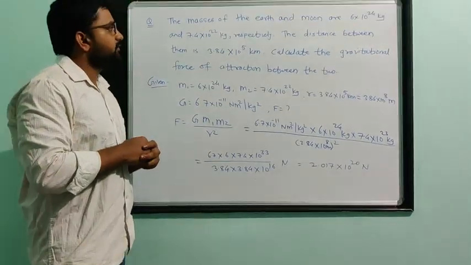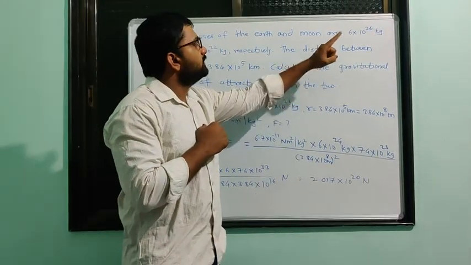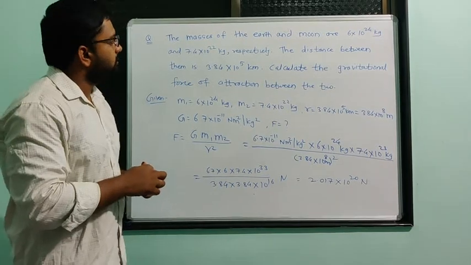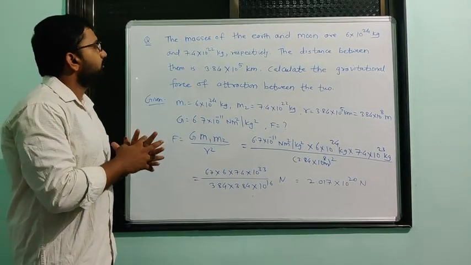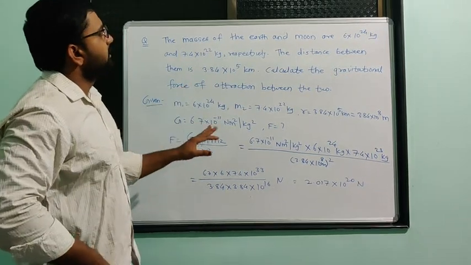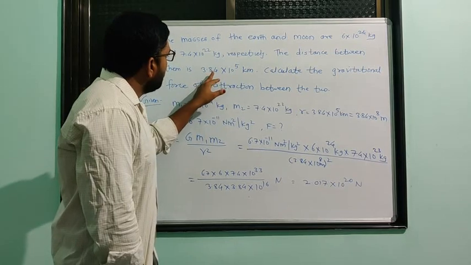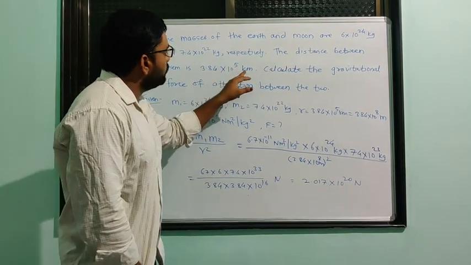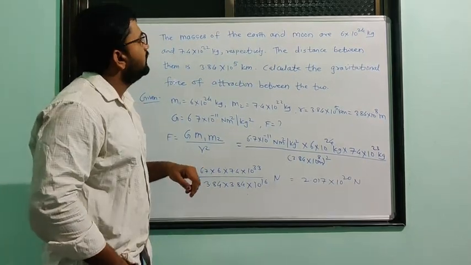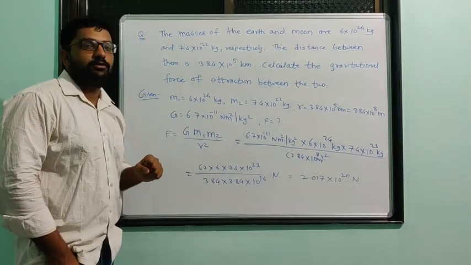next problem we have to see: the masses of the earth and moon are 6 into 10 raised to 24 kilogram and 7.4 into 10 raised to 22 kilogram respectively. The distance between them is 3.84 into 10 raised to 5 kilometer. Okay, calculate the gravitational force of attraction between the two.